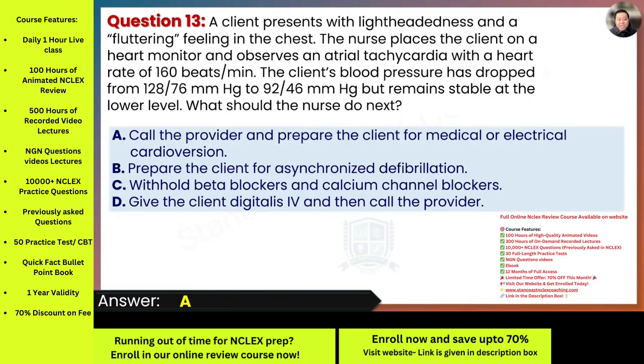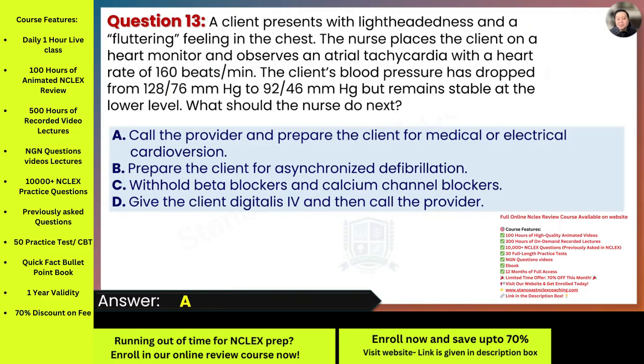Now, take note that the client is already symptomatic. There is lightheadedness, fluttering sensation, and there is a sudden drop of the blood pressure. So the emergent cardioversion is the critical appropriate step here. Now, it said something about medical or electrical cardioversion.